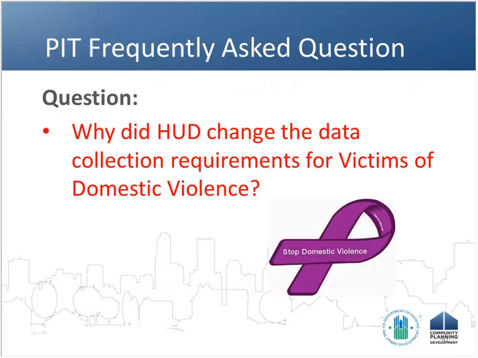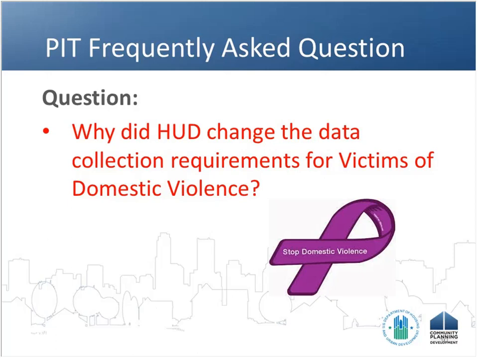Why did HUD change the definition or the data collection requirements for survivors of domestic violence? Awesome. So this is really important to us. For survivors of domestic violence, we want to make sure we're doing the most we can to balance the importance of identifying them and maintaining safety, confidentiality, and security for them. So historically, we have made the requirement to identify survivors of domestic violence. We made that optional in the PIT count. We haven't changed that. That's still optional.